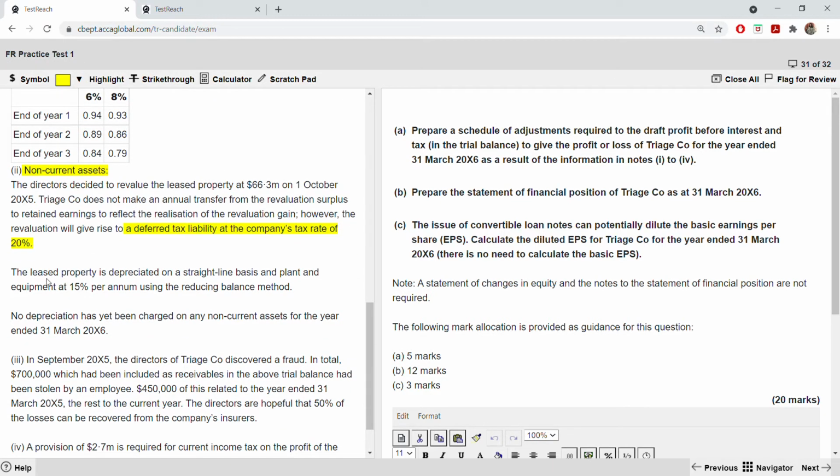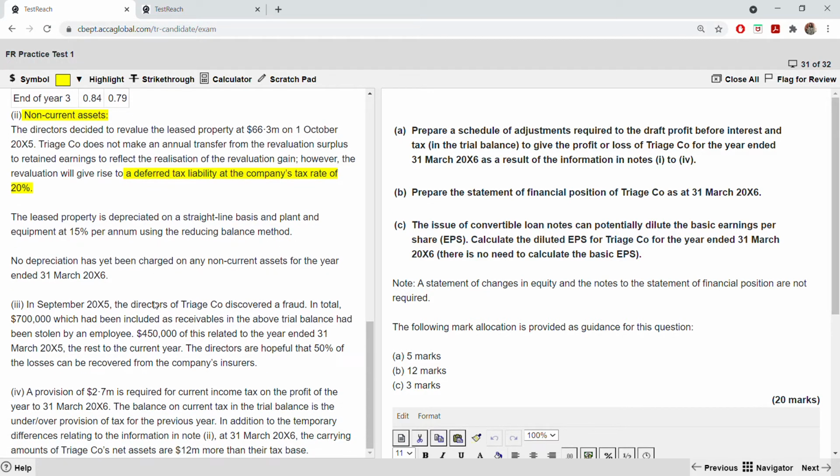The lease property is depreciated on a straight line basis and plant and equipment at 15% per annum using reducing balance. So leased property is depreciated on a straight line basis, but plant and equipment is depreciated using reducing balance method. Two methods are used. Next, no depreciation has yet been charged on any non-current asset for the year ended 31st March 2006.